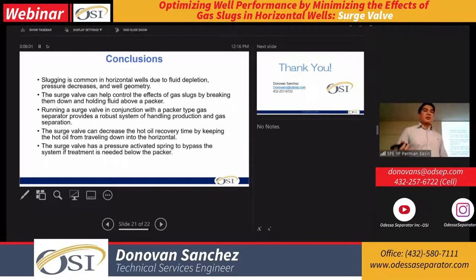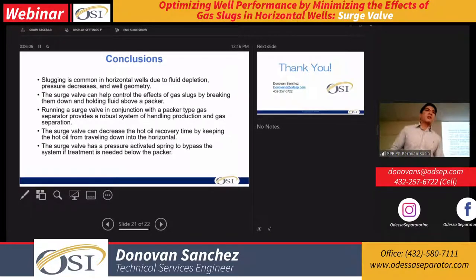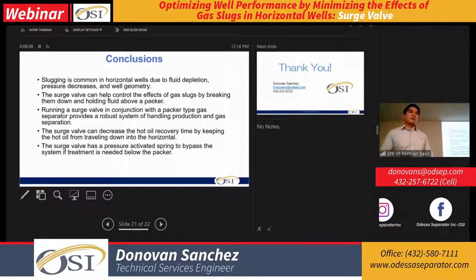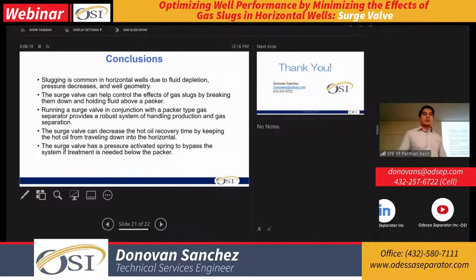Another benefit of the surge valve will be to decrease the hot oil recovery time that a lot of people with paraffin issues will see, because a lot of people tend to use hot oiling systems. And this also protects your perforations from damage from that hot oil or hot water that you will be using.